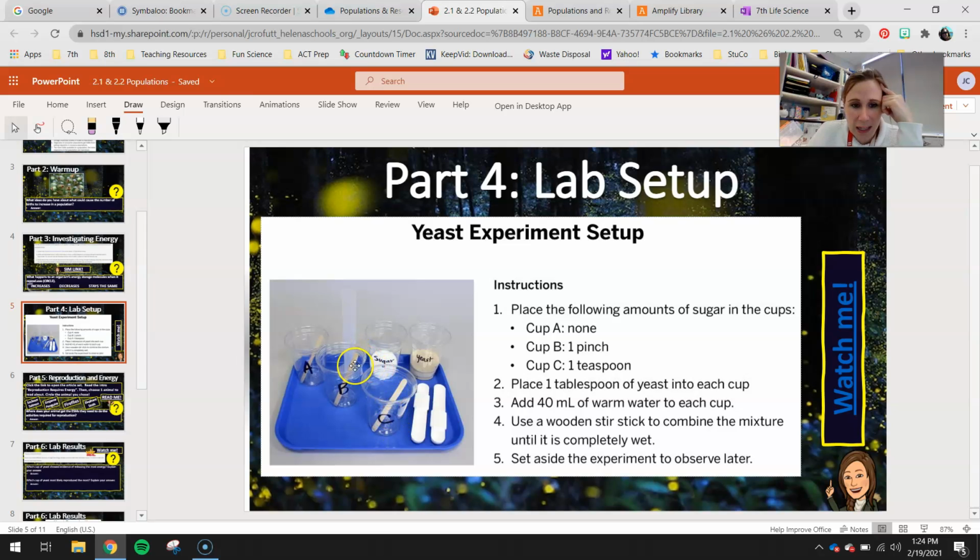And then you're going to add about a teaspoon of yeast into each cup. So if you guys, again, wanted to do this at home and you have yeast and sugar laying around, you're more than welcome to do so. I would add the yeast last, okay?